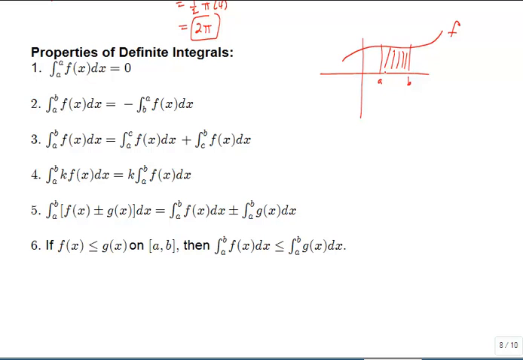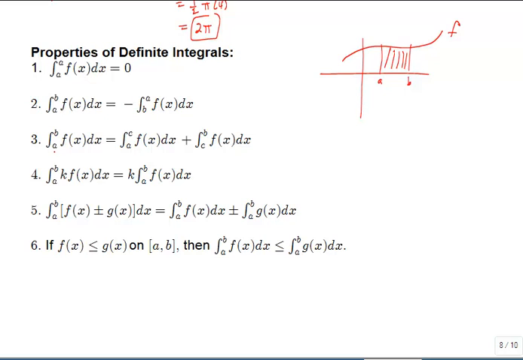If I integrate from a to b, I'm going to get the answer that I would get going from b to a, but opposite sign. So if you switch the bounds of integration around, you have to flip the sign out front. That's what this one is saying.